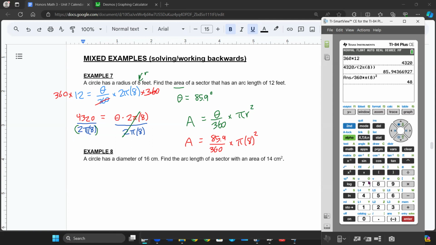Now, if you used 85.9, you might have a decimal, but it should be right around 48. And the unit here is feet, so since it's area, it's going to be about 48. Well, it's actually exactly 48 square feet. So I'm going to write 48 feet squared. All right, make sure you write that down. We're going to move on to the next question.